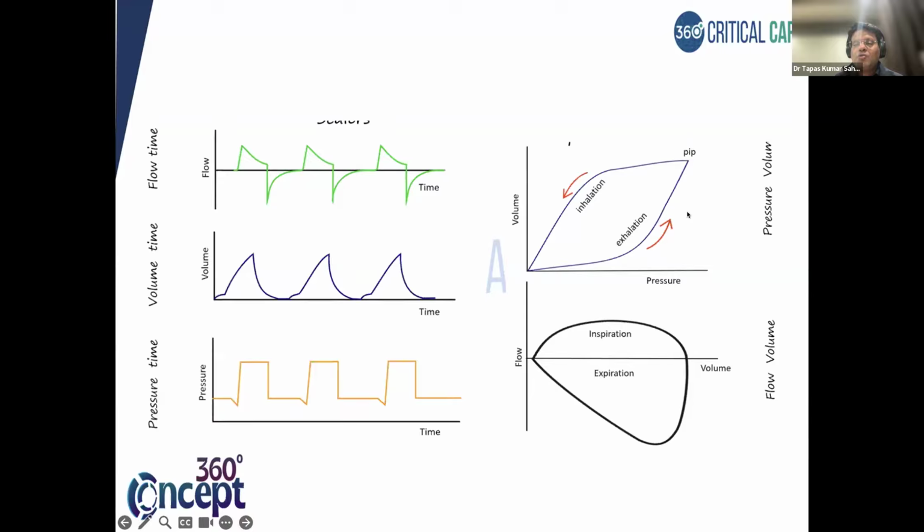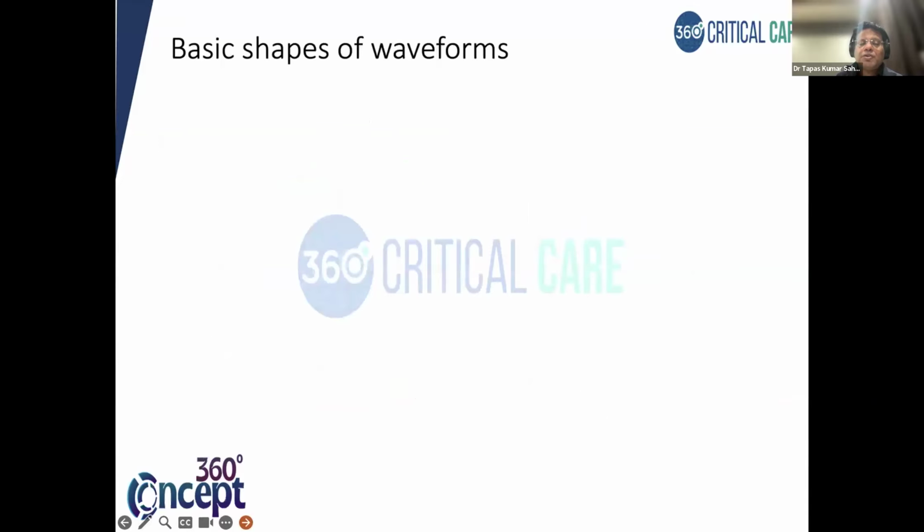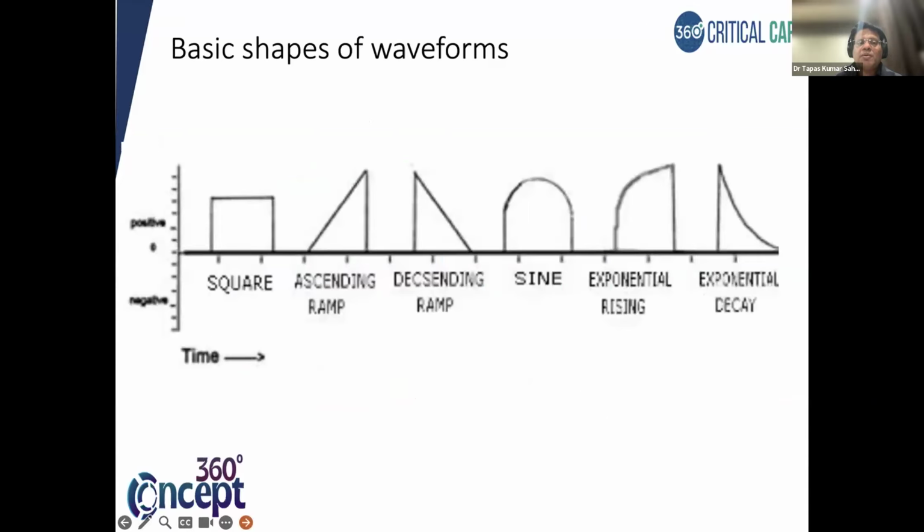And in the pressure volume, you see the exhalation goes up. There would be peak inspiratory pressure, and then the inhalation happens, and it would be again going in this direction. Clear? So this is the concept with which we should be going into the basic shapes of the waveform, and these are the basic shapes of the waveform.